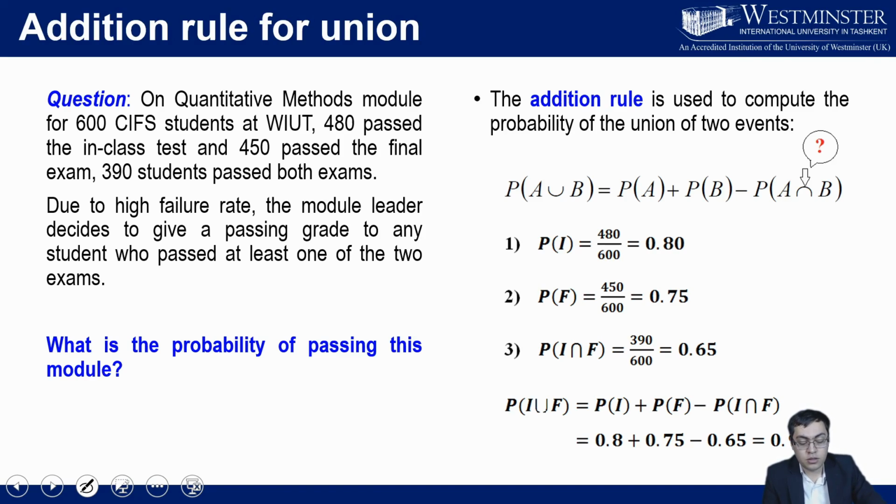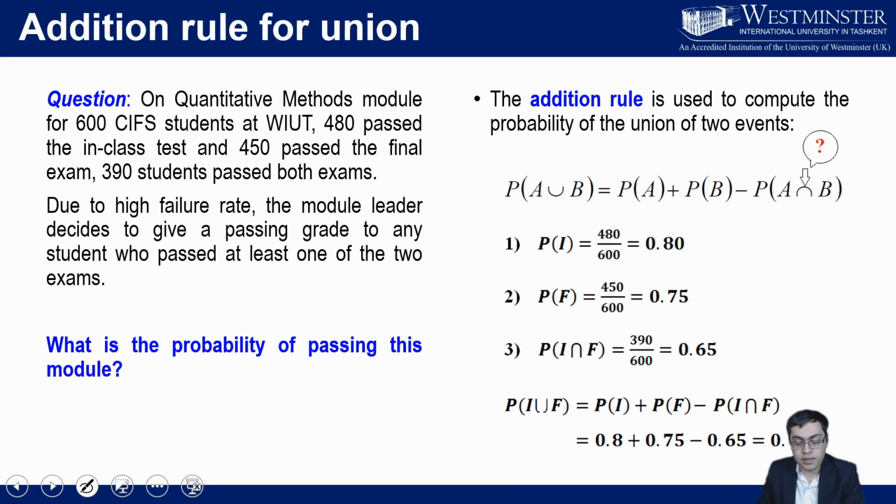So now what we have to do is compute the probability of passing this module. In this case, we have to compute the probability of a student passing either the final exam or the in-class test. So specifically, that's going to be the probability of A union B. And the formula for that is just probability of A plus probability of B. However, we are double counting a small subsection of those that occurred in A and B at the same time. So we're going to have to remove that double counting that we have done.